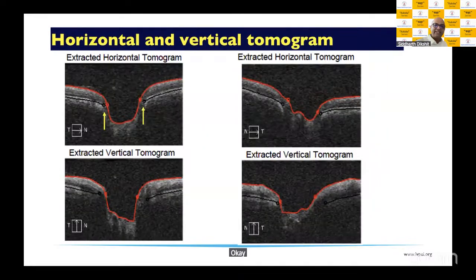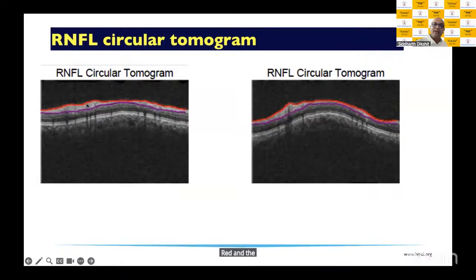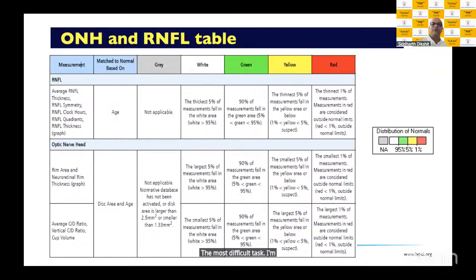Okay, and these are the tomograms. I will come back to why you are not seeing a purple line here, but you should be able to look at the red and the purple lines on where they are segmenting the layers, and be able to make out where they have delineated the lines. I will give you this as a homework on where they are supposed to delineate, how you are supposed to interpret this. The most difficult task I am leaving to you as a homework.